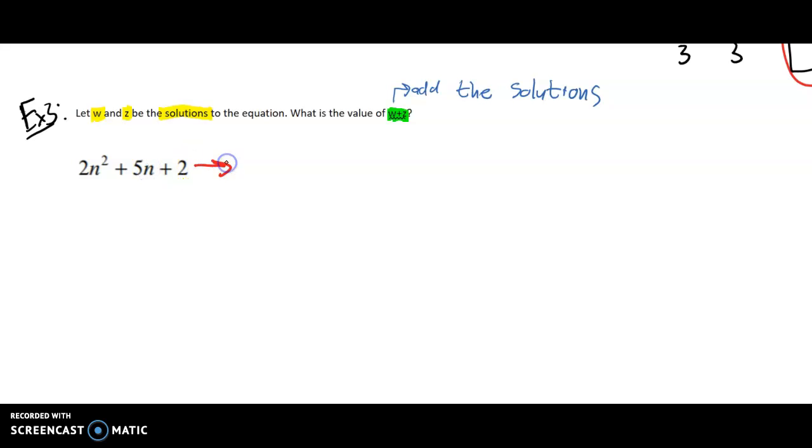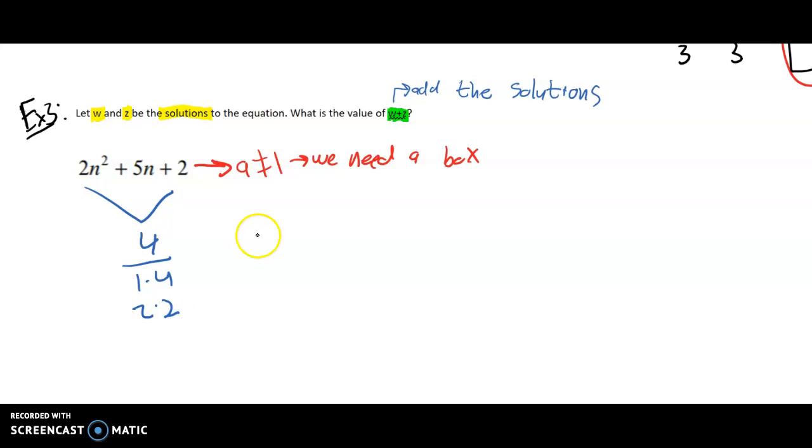We're going to identify if this is a equals 1 or a does not equal 1. It is not equal to 1 because a is 2. If a does not equal 1, we need a box. It's always good to remind yourself of that. First thing I'm going to do is multiply the 2 and the 2. We get 4. Factors of 4: 1 and 4, 2 and 2. I'll make my x. I've got positive 4 here, 5 here. I bet we can get there with positive 1 and positive 4.